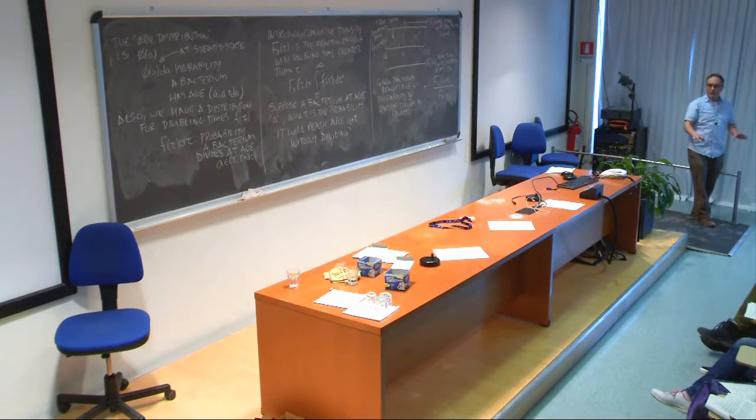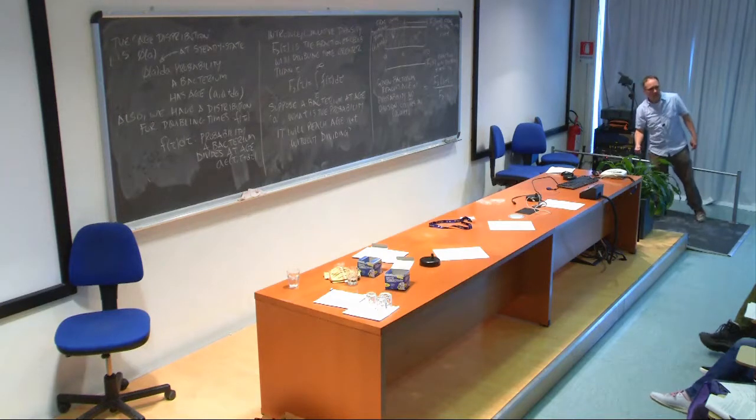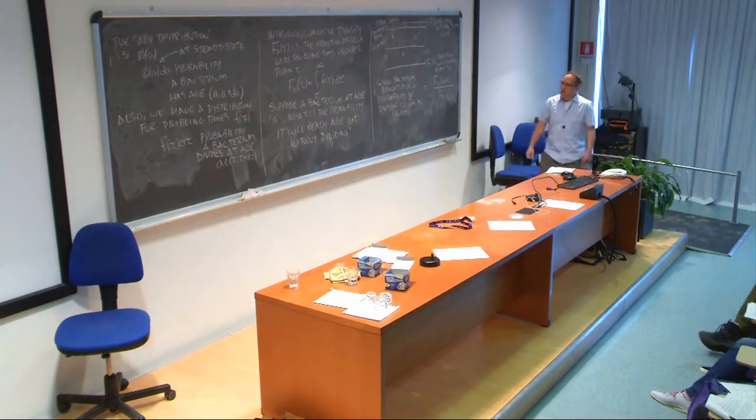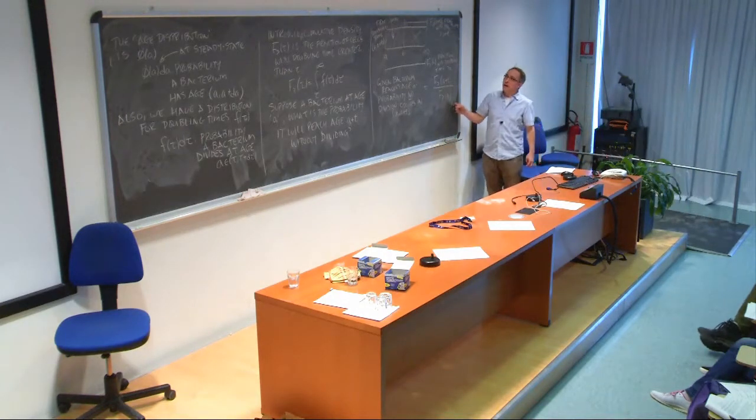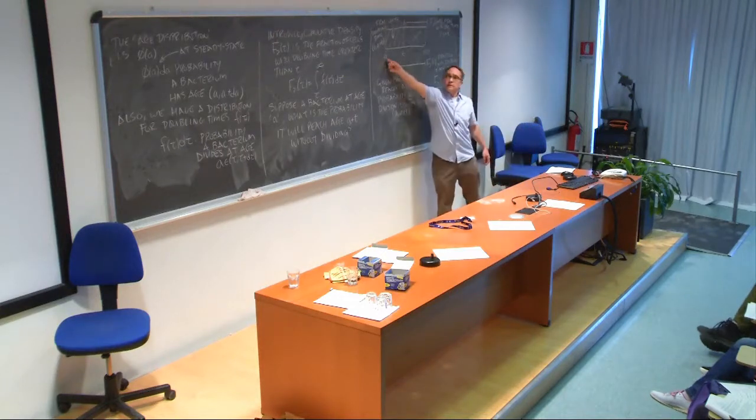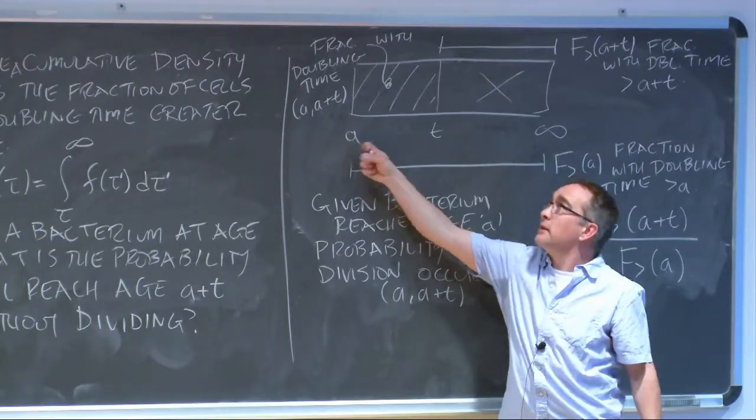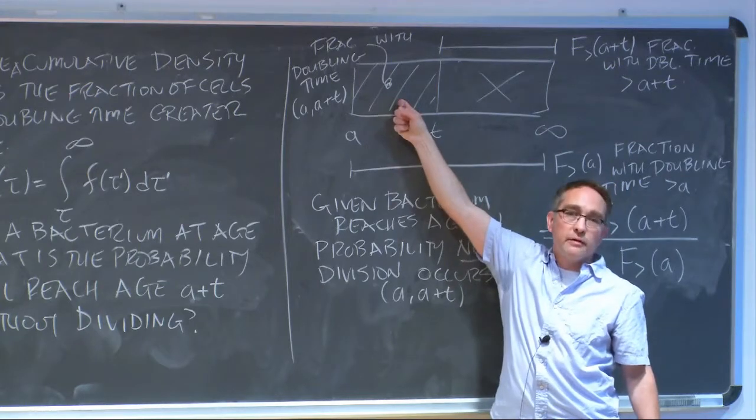I guess maybe not okay. Okay is not the word. Does that seem reasonable? Yeah? All right. So here what I'm asking is, given that you start here, what's the probability that you make it here rather than dividing here?